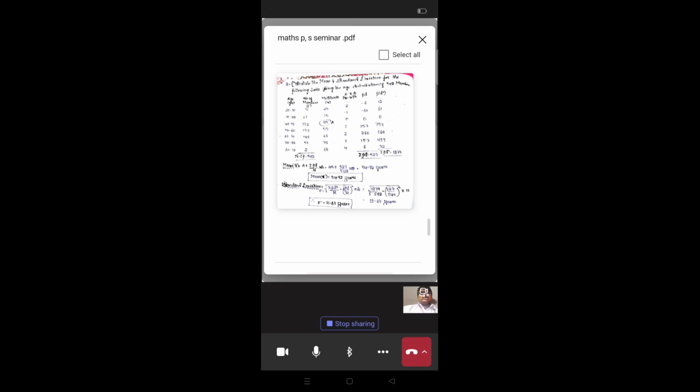And then we move to standard deviation. The standard deviation formula is the square root of summation fd square by n minus summation fd whole square by n, into h. By substituting the values in the formula, we have summation fd equal to 528, summation fd square equal to 1289, and n equal to 542. Let's evaluate this. We get the answer sigma equal to 11.67 years. So thank you for giving this opportunity.